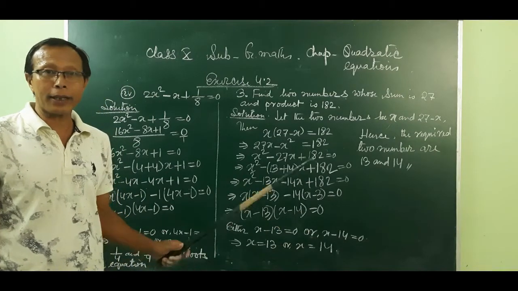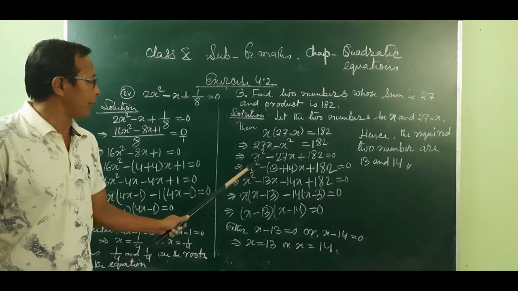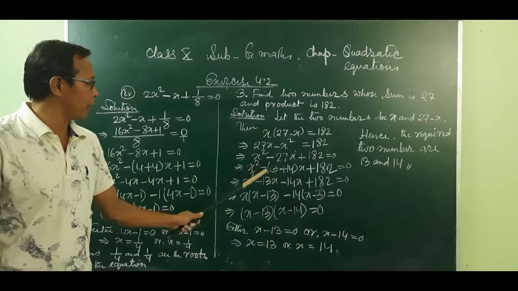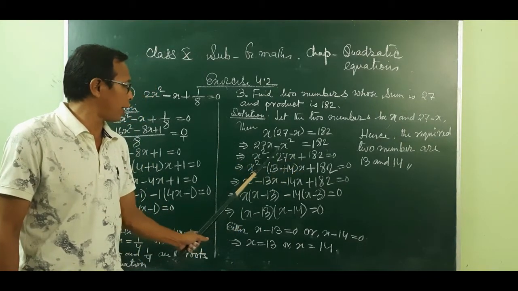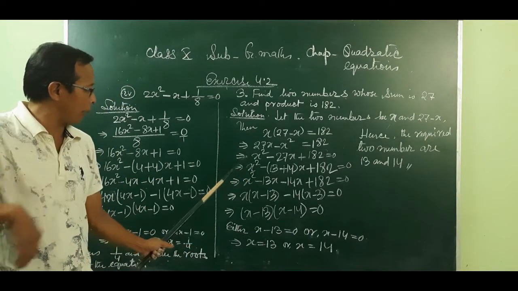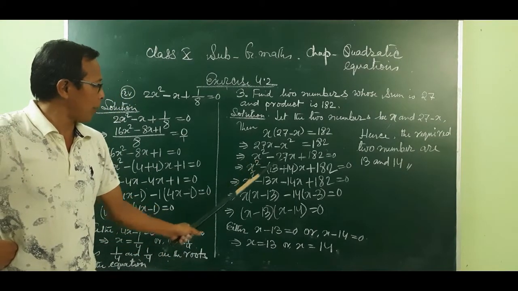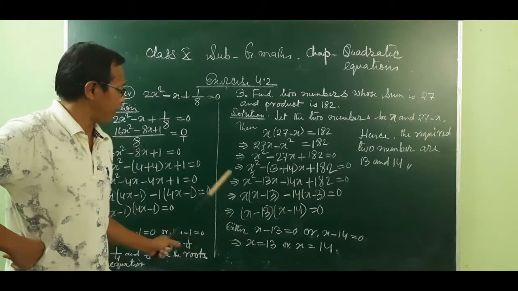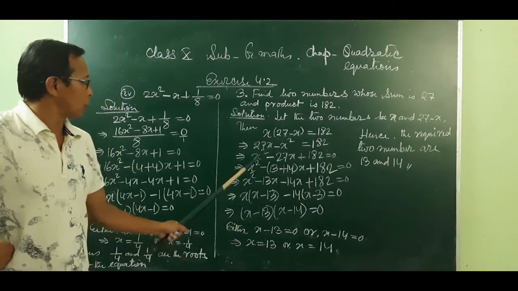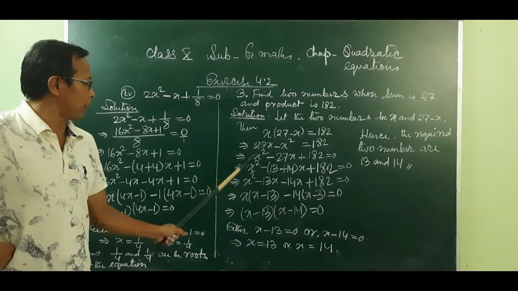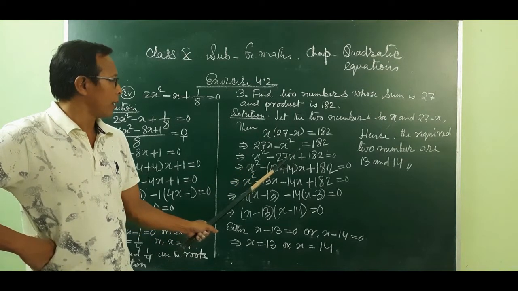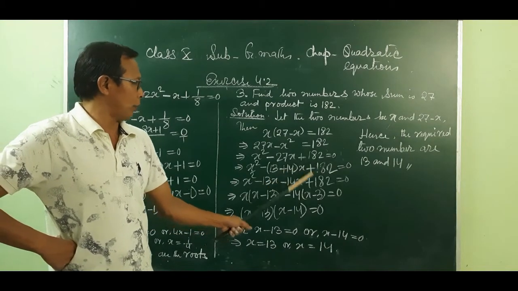So your next step is, there is a minus in front of the x squared. Now I'm trying to change this into the form of what? Your x squared, I want to convert to plus. So if you multiply all the terms by minus, this minus becomes plus, minus plus becomes minus, 27x plus 182 equal to 0.